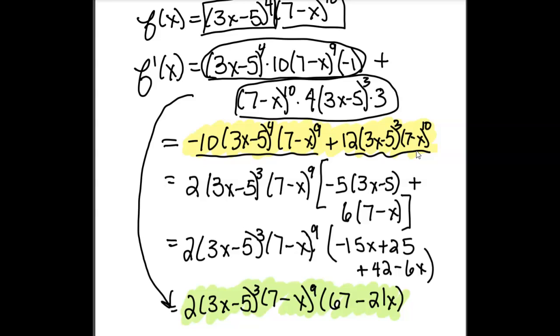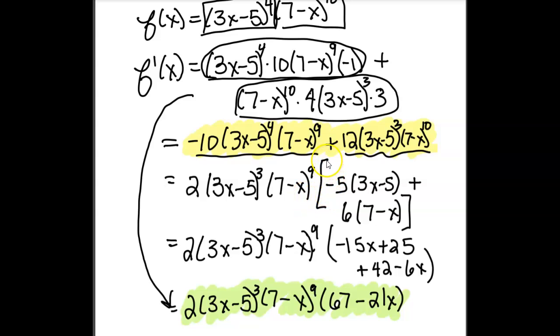But to get the answer that they arrived at, they factor this. They look at the two terms that we're adding, and they pull out the greatest common factor. You have a 10 and a 12, and between those two numbers there's a common factor of 2. That's where this 2 comes from. You have a 3x minus 5 to the 4th, and over here a 3x minus 5 to the 3rd, so at least a 3x minus 5 to the 3rd is in both, and that gets factored out. And the 7 minus x to the 9th and the 7 minus x to the 10th, since there are at least 9 copies of that, can get factored out as well. So all this stuff sitting out here is the greatest common factor of the two terms.